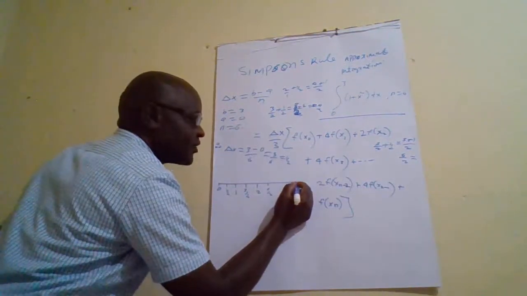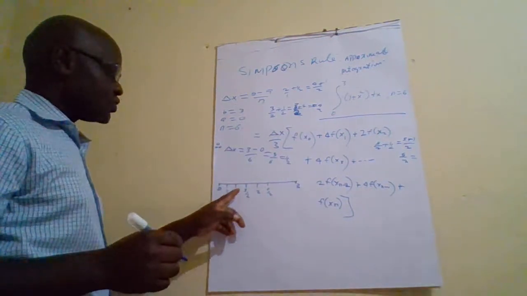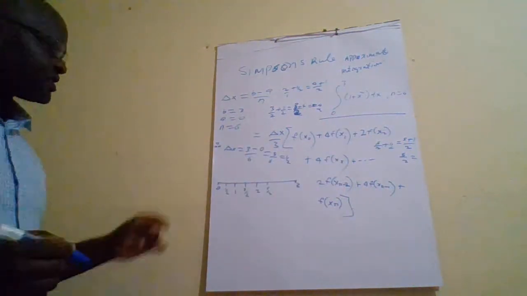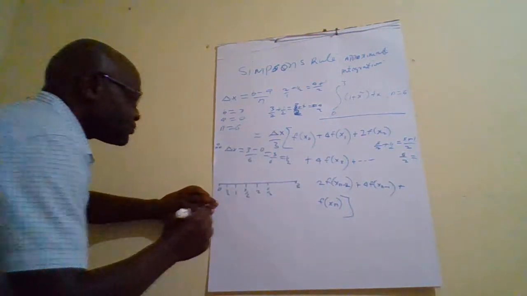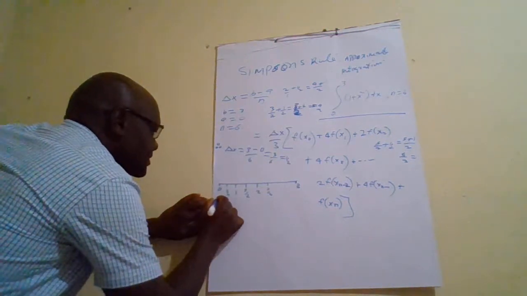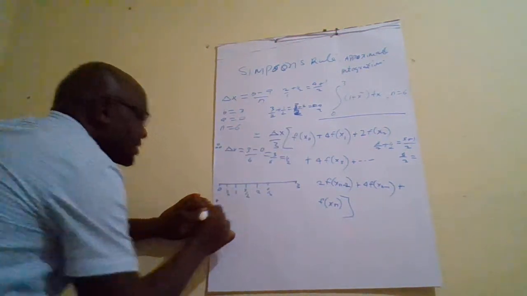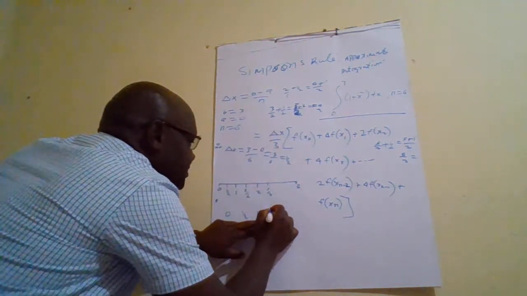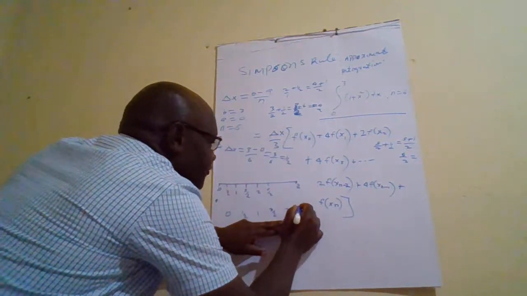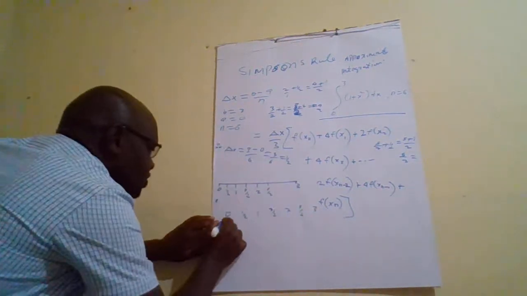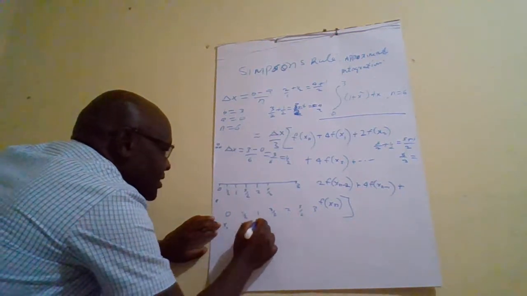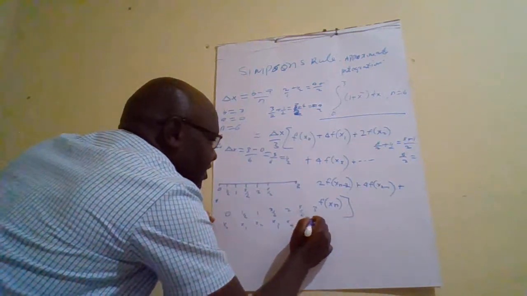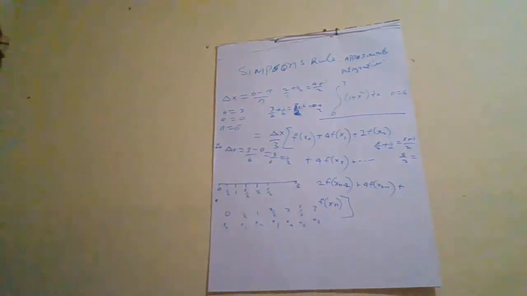So 3, we are now here. We have 1, 2, 3, 4, 5, 6, because n is 6. So meaning this is x: we have 0, a half, 1, 3 over 2, 2, 5 over 2, and then 3. So this is our x0, x1, x2, x3, x4, x5, x6, like that.